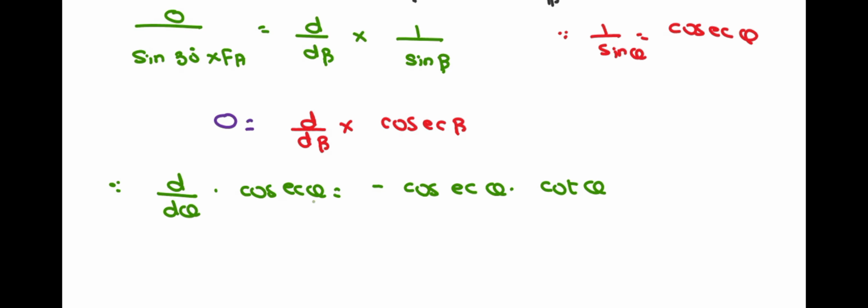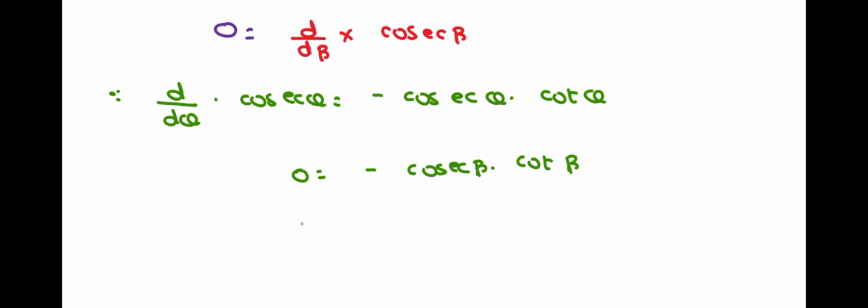So 0 is equal to d upon d beta into cosine beta, and it becomes minus cosine beta dot cot of beta. We know that cosine beta is nothing but 1 upon sine beta. So 0 is equal to, shift negative to the opposite side, and it will become 0 divided by negative 1. And anything which is divided by 0 remains 0. So 0 is equal to 1 upon sine beta into the cot beta, which is equal to cos beta upon sine beta.